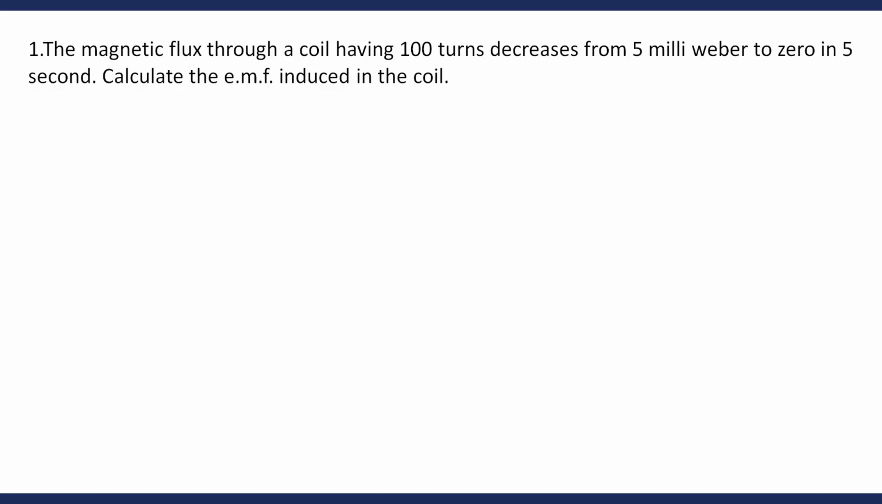This is our first question. The magnetic flux through a coil having 100 turns decreases from 5 milliweber to 0 in 5 seconds. Calculate the EMF induced in the coil. Let's find what is given in the question first.